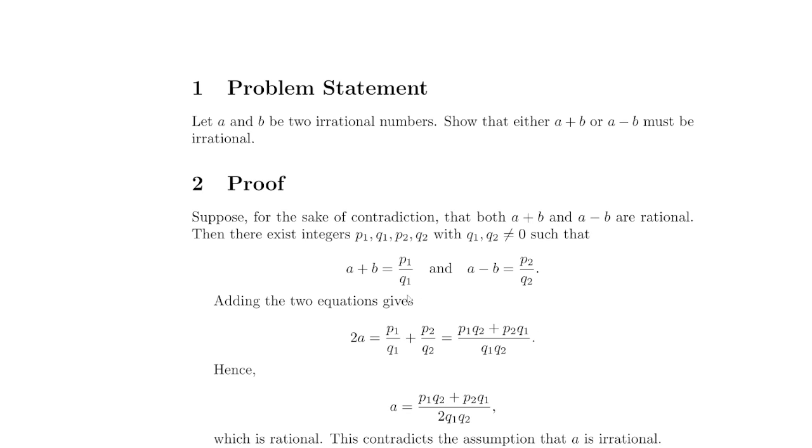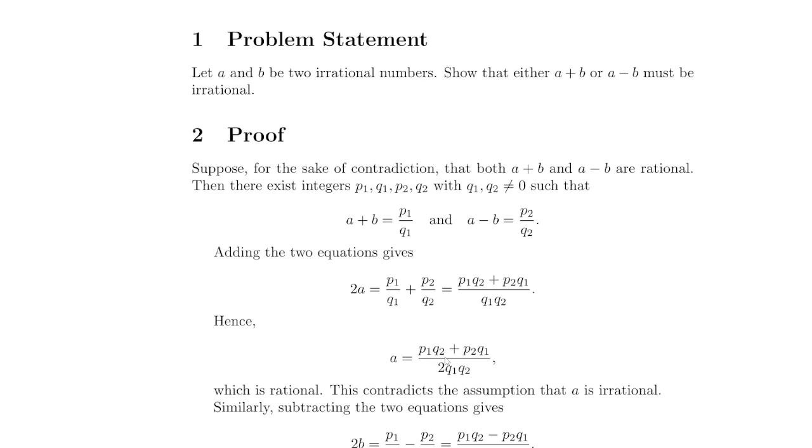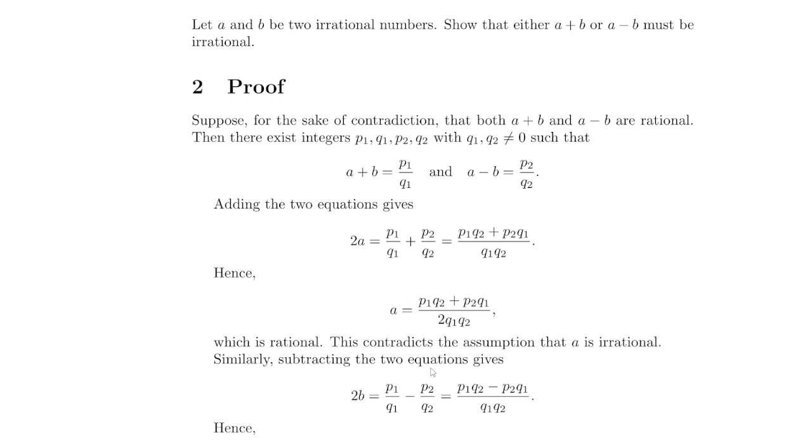So if we add a plus b with a minus b, the b's are going to cancel, and we're going to have 2a equals p1 over q1 plus p2 over q2. We can get a common denominator of q1 and q2, add this up, and get p1 times q2 plus p2 times q1 all over q1 times q2. So to solve for a, we can divide both sides by 2 to get p1 q2 plus p2 q1 all over 2 times q1 and q2.